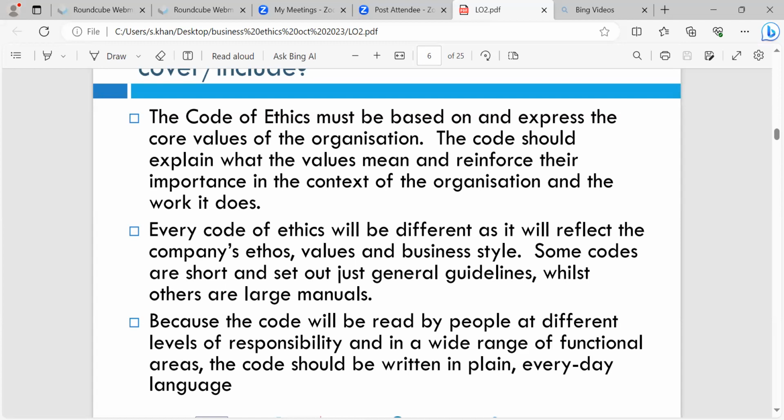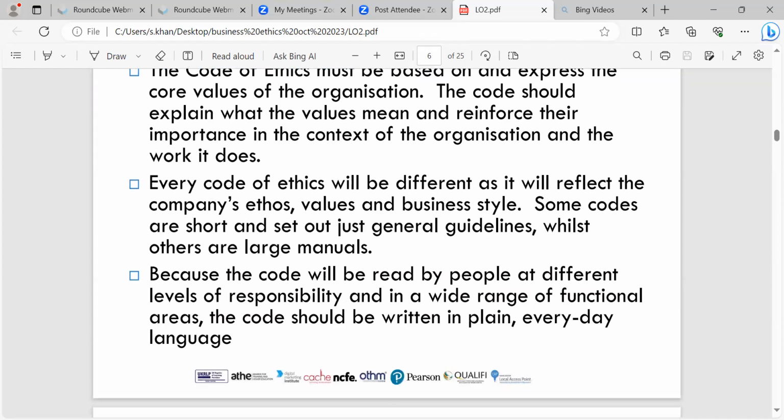Some codes are short and set out just general guidelines, whilst others are large manuals. Because the code will be read by people at different levels of responsibility and in a wide range of functional areas, the code should be written in plain, everyday language so that the person reading it can understand what the code actually means.